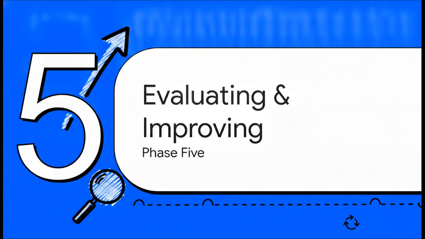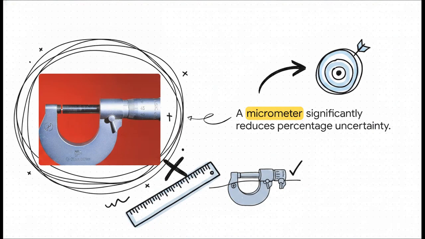And finally, Section 5, Evaluating and Improving. This brings us to the final step of our scientific journey. Look, no experiment is perfect, and acknowledging that is a core physics skill in itself. We have to constantly look at the limitations of our procedures and ask, how can we do this better next time? The most direct way to shrink our uncertainty is to simply upgrade our tools and techniques.